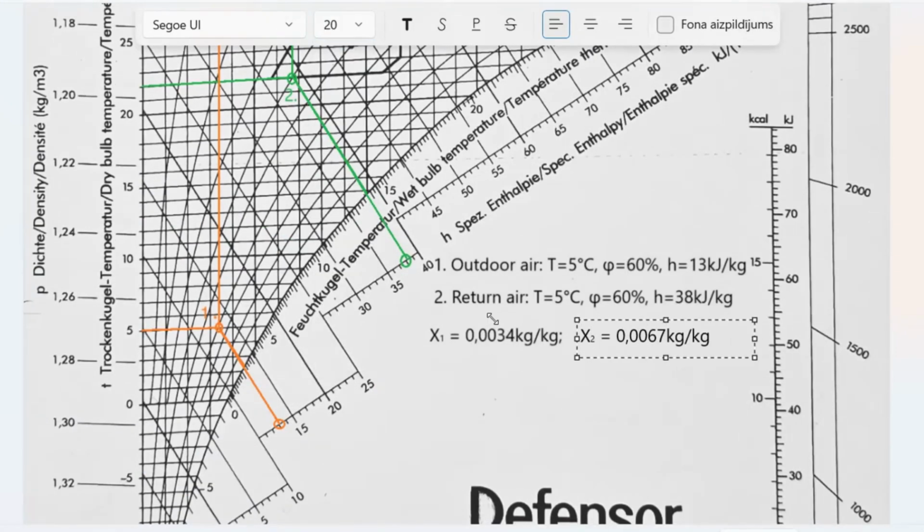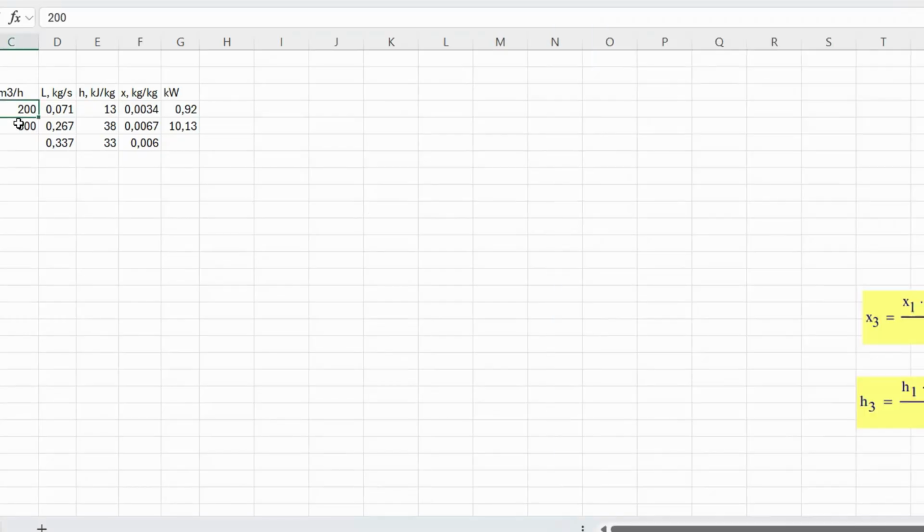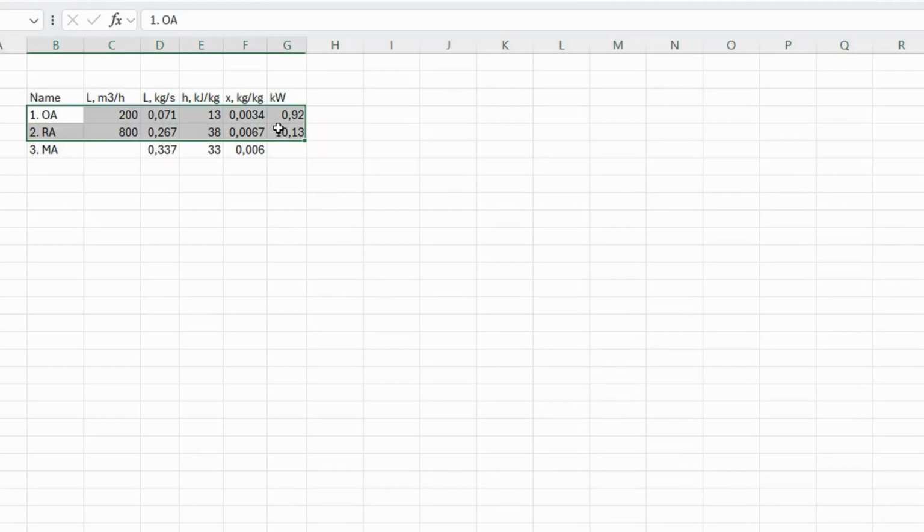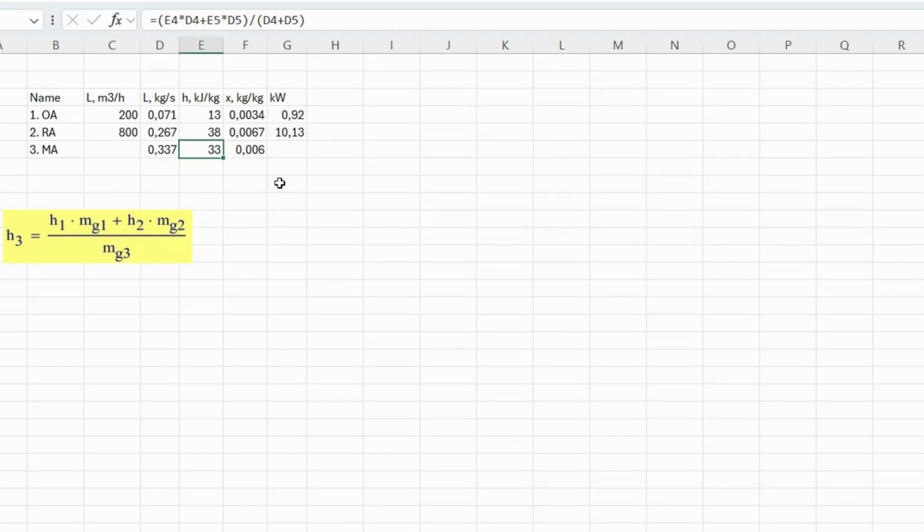Let's write down those numbers, and the calculation part I will show you in a spreadsheet file. I've put a little table there for our 3 points: outdoor air, recirculating or return air, and mixed air. Using air densities for the points taken, I've calculated the mass flow for each air parameter. To calculate enthalpy of the resulting airflow, I will use the weighted average formula in which the first point enthalpy is multiplied by its mass flow, plus enthalpy in the second point multiplied by the mass flow in the second point, and all the sum divided by the resulting mass flow.